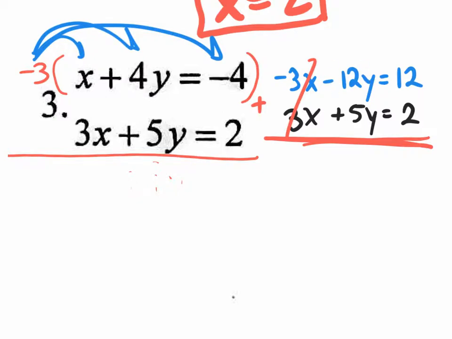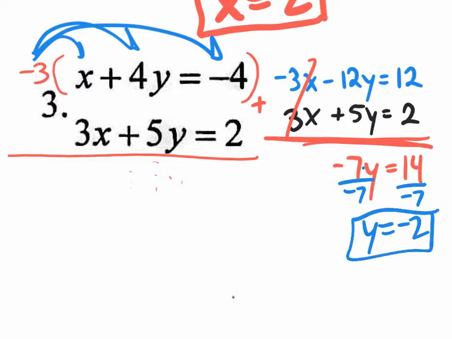What about the negative 12y combined with positive 5y? What do I get? Negative 7y. And how about 12 plus 2? 14. So, ladies and gentlemen, what do we have here? We have a nice, beautiful, simple one-step equation. Divide by what? Divide by negative 7. And we get y equals negative 2. Ta-da! Wasn't that easy?